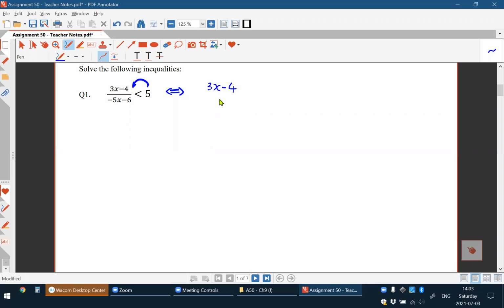3x minus 4. Okay, just move 5 to the left and rewrite the whole expression using the common denominator, which is minus 5x minus 6, right? All right, next step, we should expand the numerator and try to simplify.